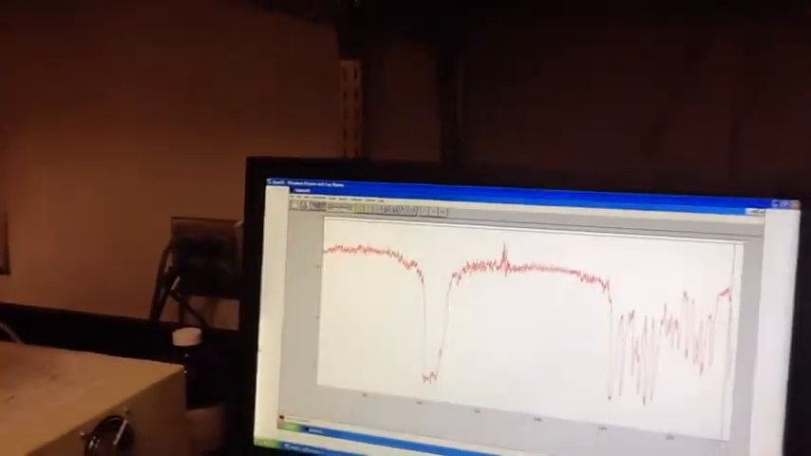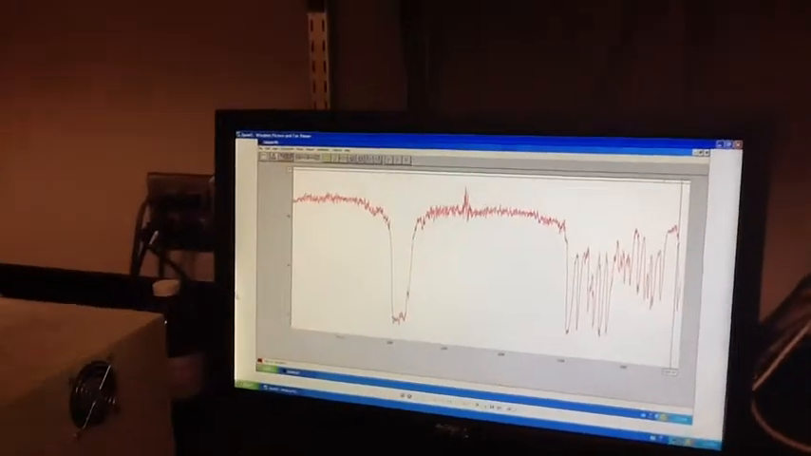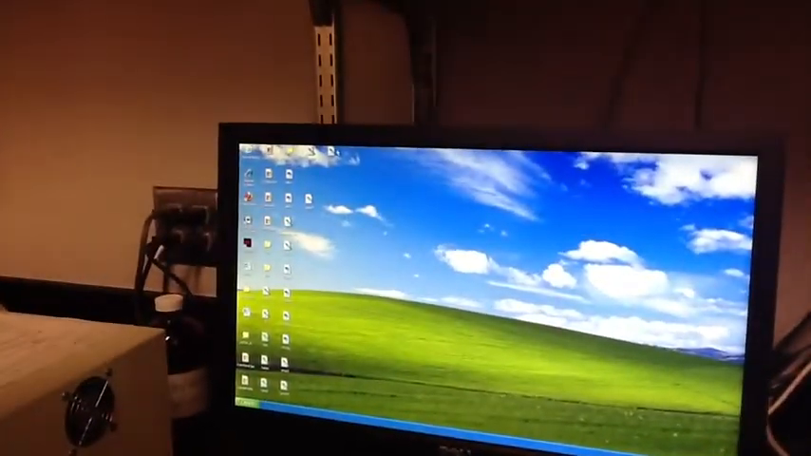How many samples are left? One? This is going to be 2 pentanol. Okay. You got it? All right. This one is the 1 propanol.